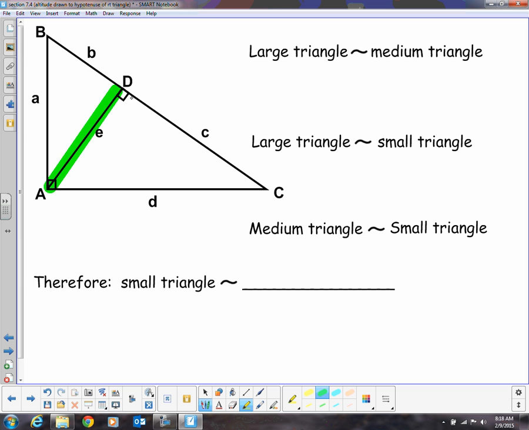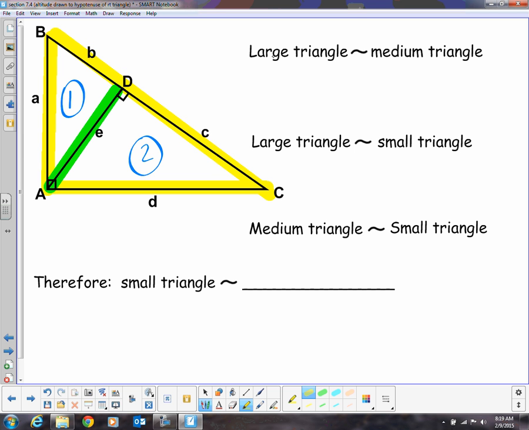Everybody see that altitude? All right, when an altitude is drawn to the hypotenuse of a right triangle, then that separates my right triangle into 1, 2 triangles. Agreed? But we also have the what triangle? The original large one. You with me? Do you see all 3 triangles up there?